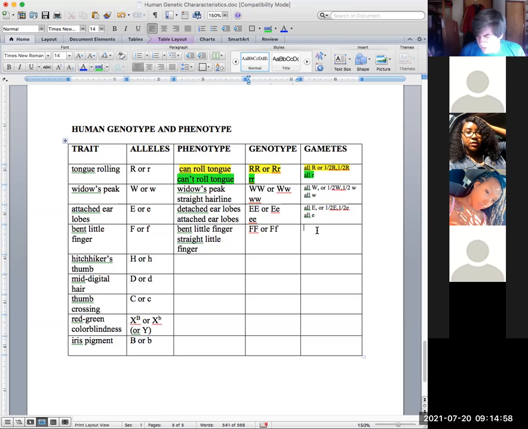Notice a lot of times the letters start with one of the characteristics, F for fingers, if you want to think of it that way.